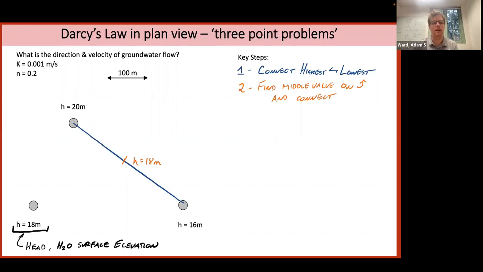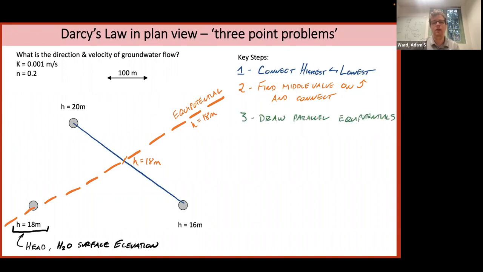So we're finding that head by interpolating along the blue line. And we're going to connect that, drawing a dashed orange line here. And that orange line then represents an equipotential line. So every point along that dashed orange line, the head is believed to be 18 meters.